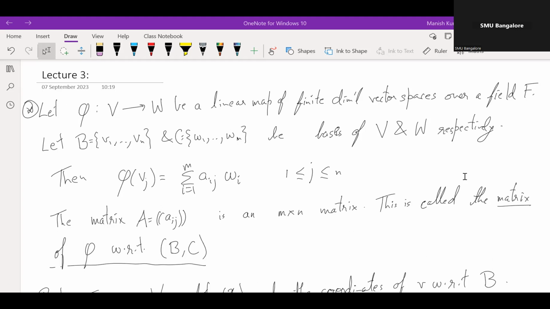We saw that a typical example of a linear map is given by a matrix. If you have an m cross n matrix, it defines a linear map from Fn to Fm, where F is the base field. Today we will see that this is a typical example, meaning any linear map between finite dimensional vector spaces is like this if you fix a basis. So maybe we'll start with this, and then slowly we'll see more properties of linear maps.